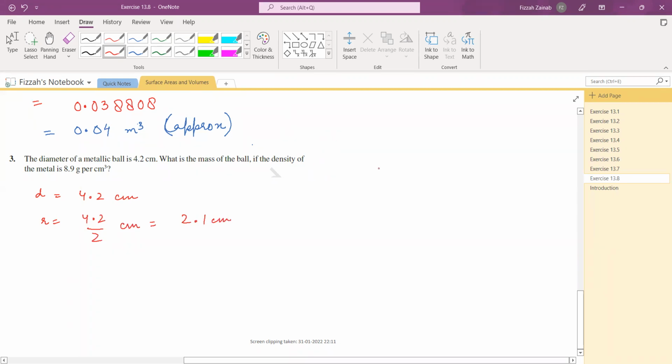Now, you have studied this in your science. What is the relationship between density, mass, and volume? There's a formula. What is that formula? Yes, who will tell me? Ma'am, density is equal to mass upon volume. Density is equal to mass upon volume. Okay. Yes. Mridula, is this correct? Yes, ma'am.